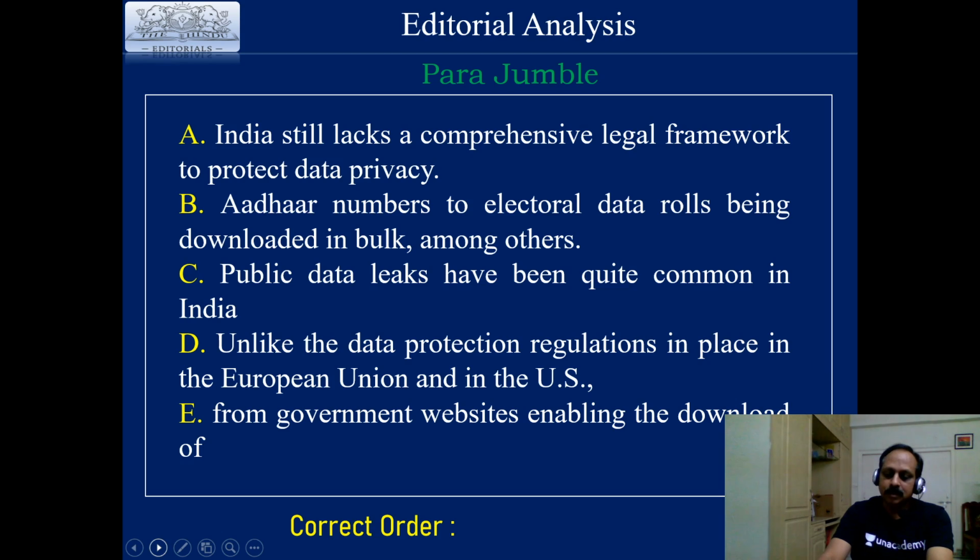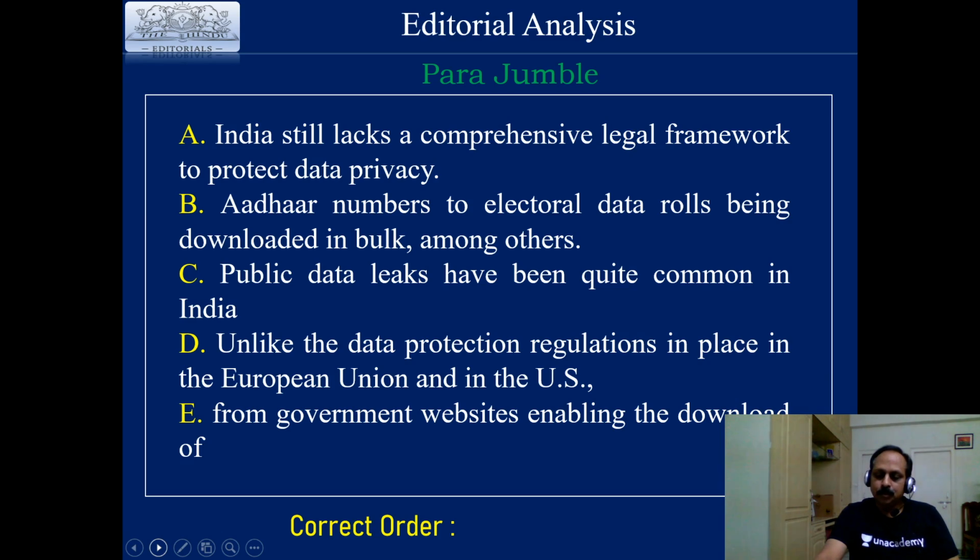CE. What is the third one? Third one should be easy for you. CE B. B is correct. What is B? Public data leaks have been quite common in India from government websites, enabling the download of Aadhaar numbers to electoral data rolls being downloaded in bulk, among others. These three go with one idea.